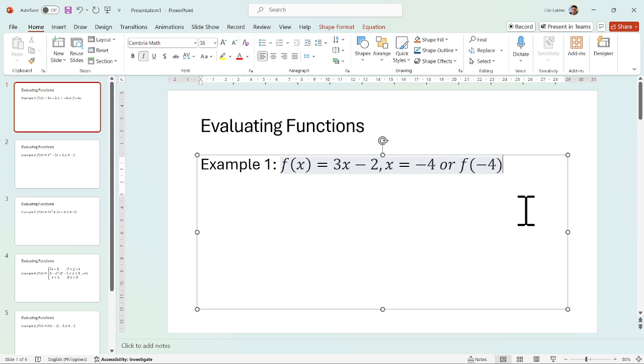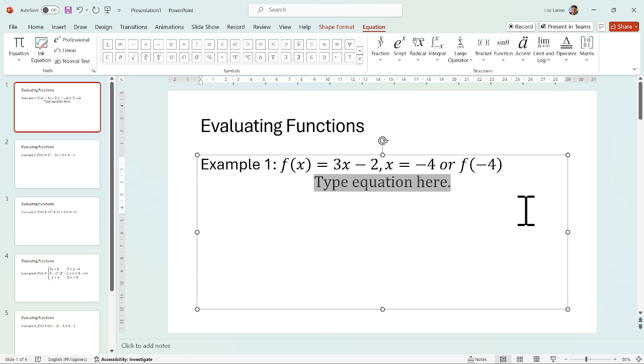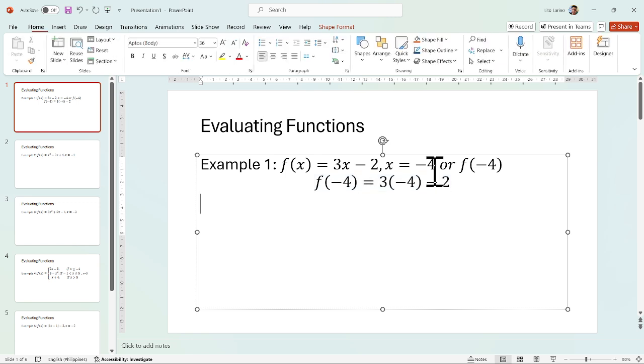To do that, we have to substitute the value of our variable in our equation. That is f of negative 4 is equal to 3 multiplied by the value of our x, which is negative 4, minus 2.